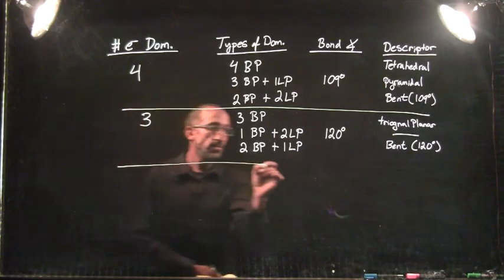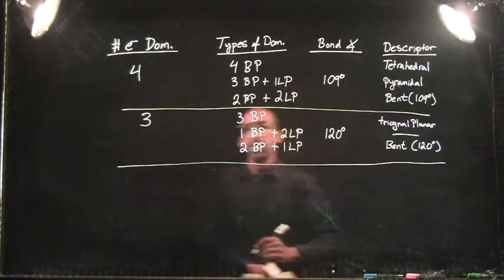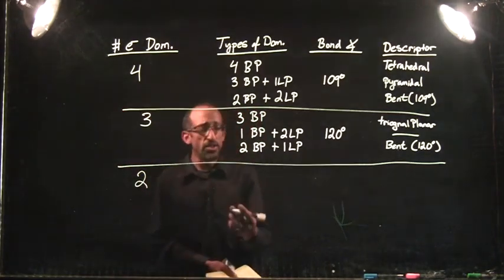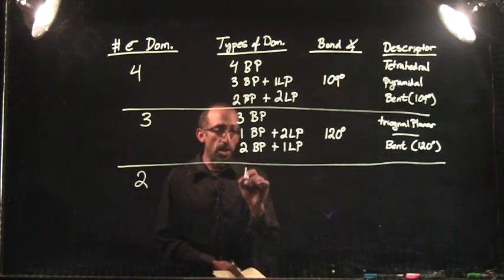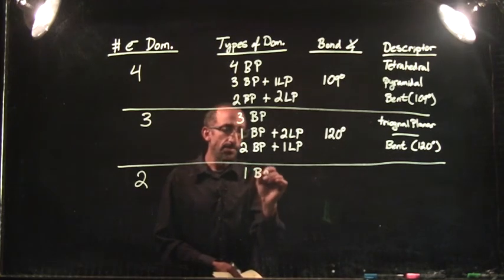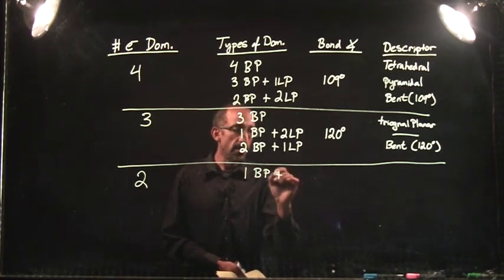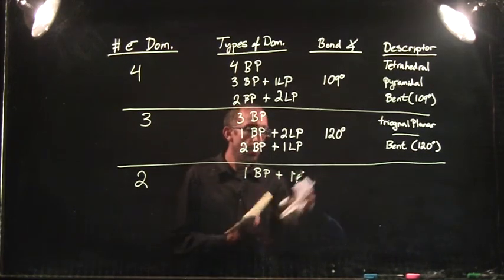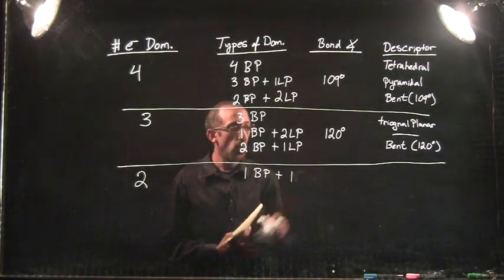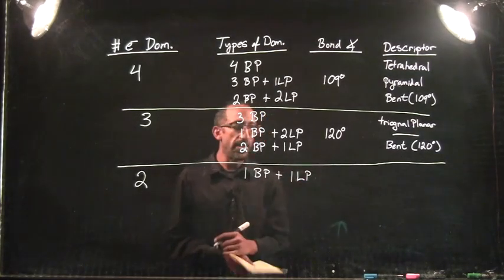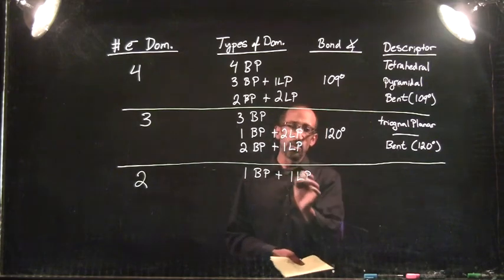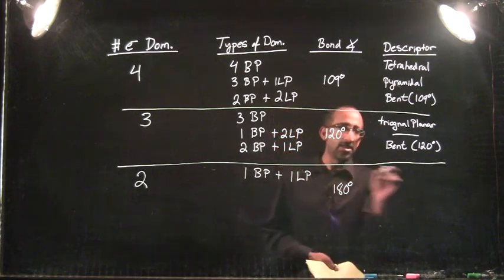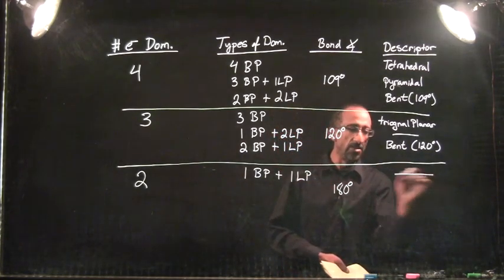Finally, we had scenarios with 2 electron domains. And we saw 2 situations. One where we have 1 bonding pair domain and 1 lone pair domain, right? The angle between these 2 is 180 degrees. But this scenario has no descriptor.